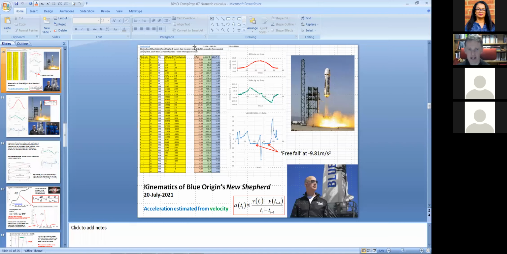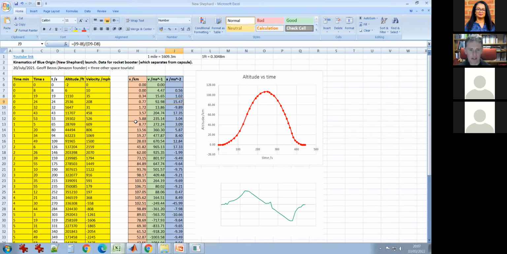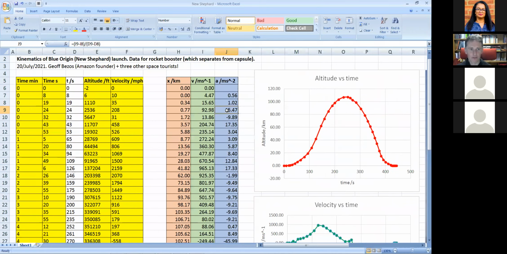So let's have a look at how we've done that. In New Shepard, here we go, 15.47. It's I9, which is that velocity minus the previous velocity: 92.98 minus 15.65. That's the change in velocity. And the change in time is D9 minus D8, so that's 24 minus 19. So we get an estimate for the acceleration based on the change in velocity divided by the change in time.